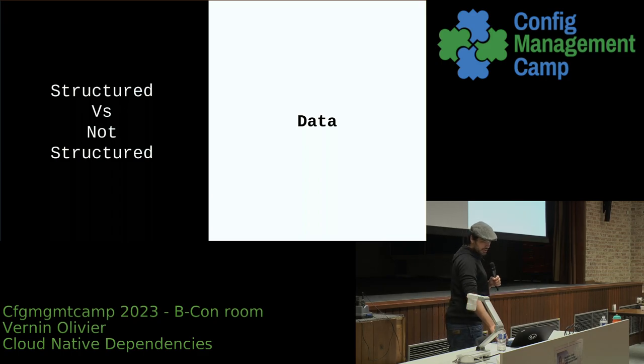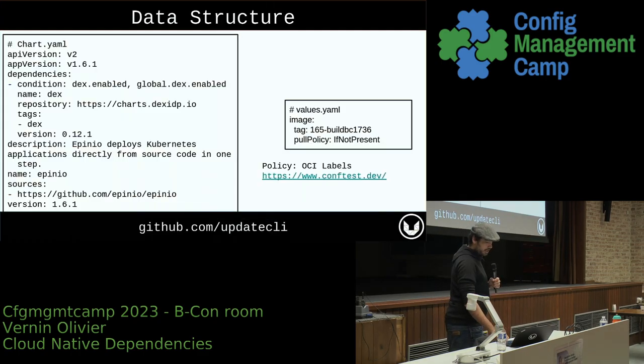Another topic that I briefly already mentioned is the challenge about the data structure we want to automate. Those are just Helm. I mean, who is using Helm here? Who's familiar with Helm? More people than I usually face. Helm has two types of file. You have the Chart.yaml, which is very well structured. You know what you have inside. And on the other side, you have the values.yaml, where you can put pretty much every kind of information.